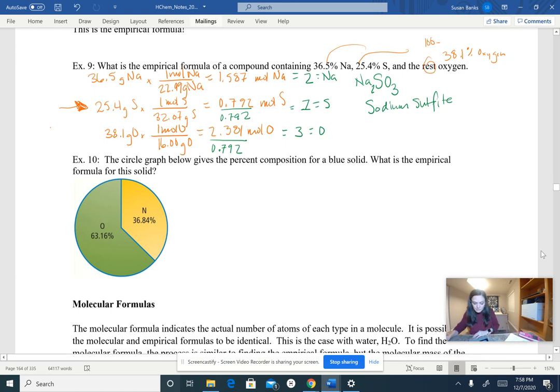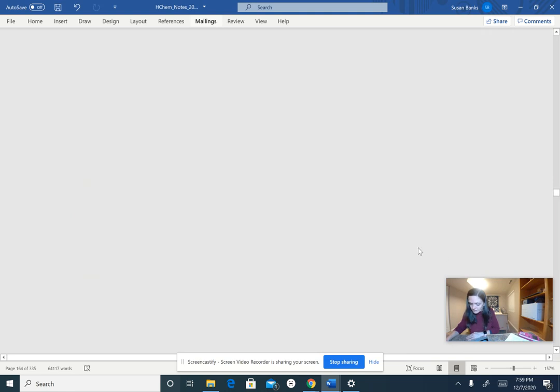Okay, example 10. This circle graph below gives the percent composition for a blue solid. We don't know really what it is.